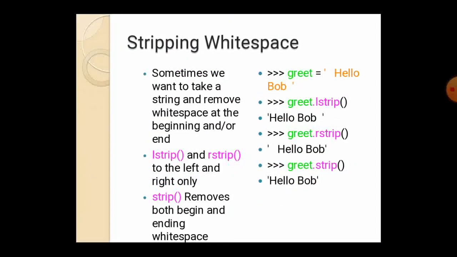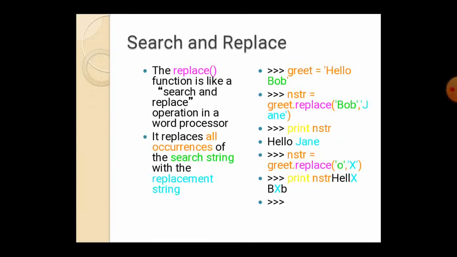Next, the string stripping white space functions. There are three functions in this: left strip, right strip and strip function. The strip function removes the white space from the beginning and ending of the string. The lstrip function removes the white space from left to right. The rstrip function removes the white space from right to left. Search and replace method: the replace function is used to replace the string.